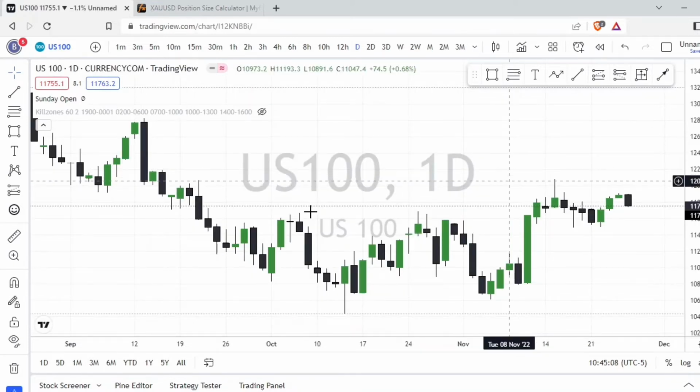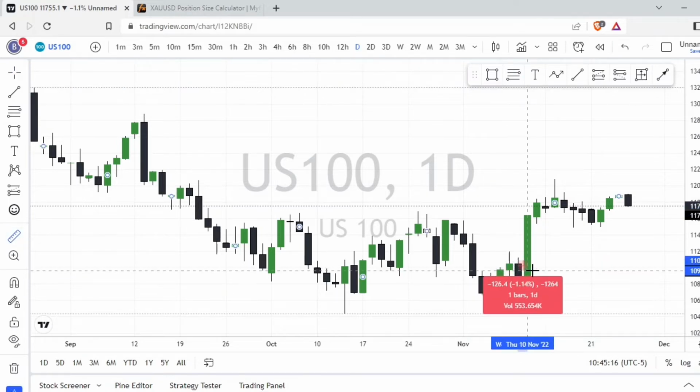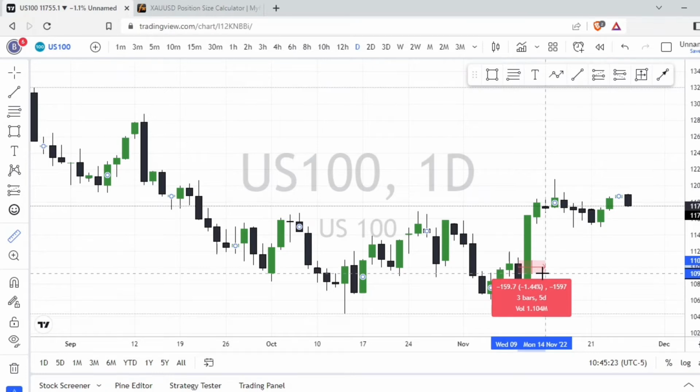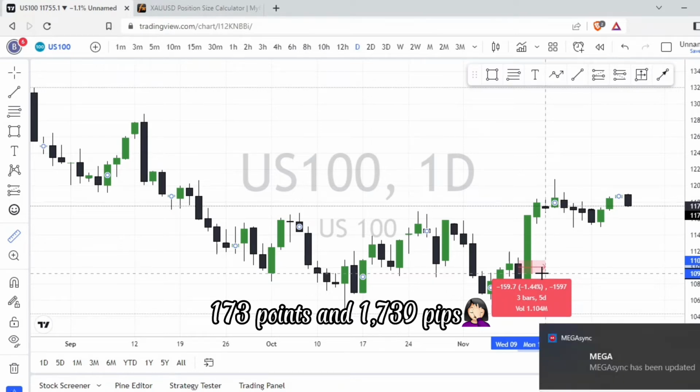So guys, same goes for Nasdaq. If you're placing your trade setup, this is 139.7 points. Let's say you want to take entry here and you want to set your stop loss here. You should calculate the distance from your entry to your stop loss, so you're just going to subtract it. So you're getting 166 or 159 points in stop loss.